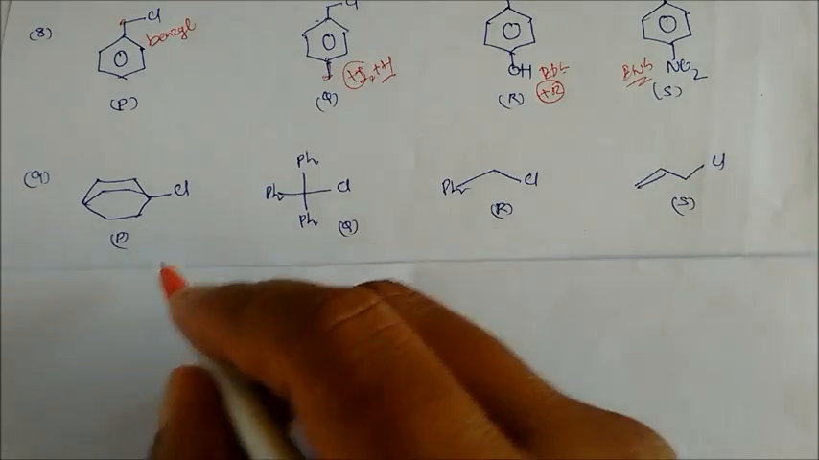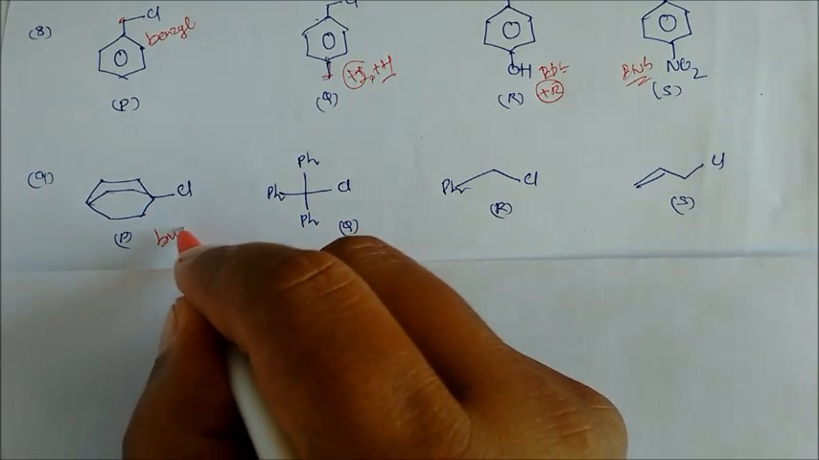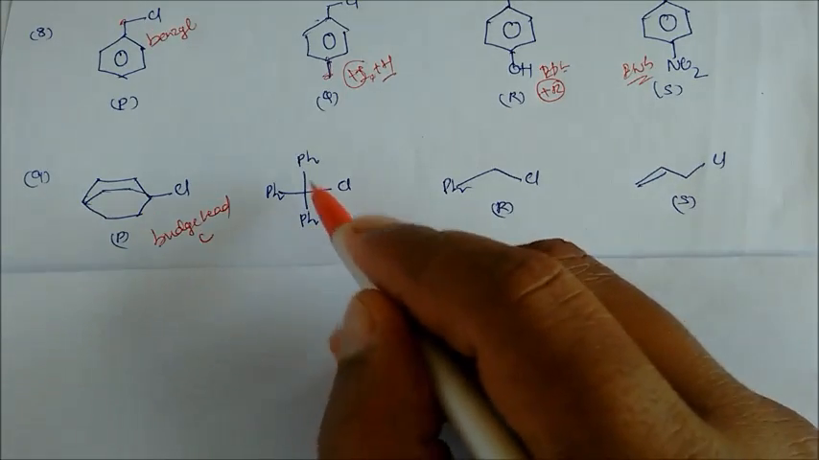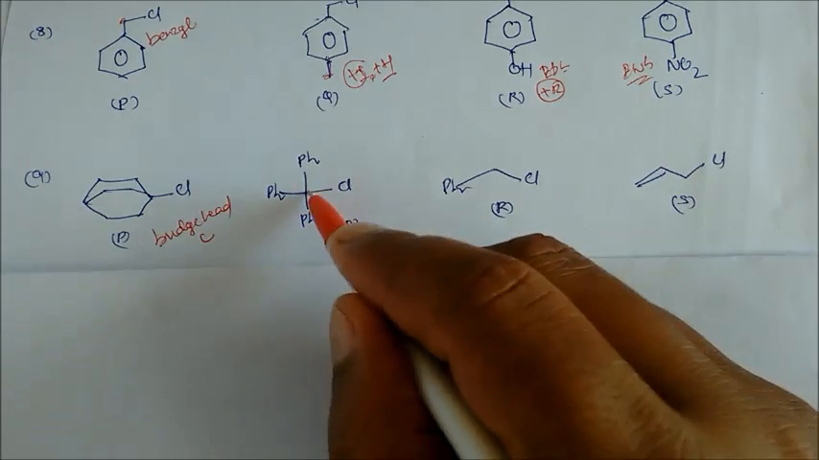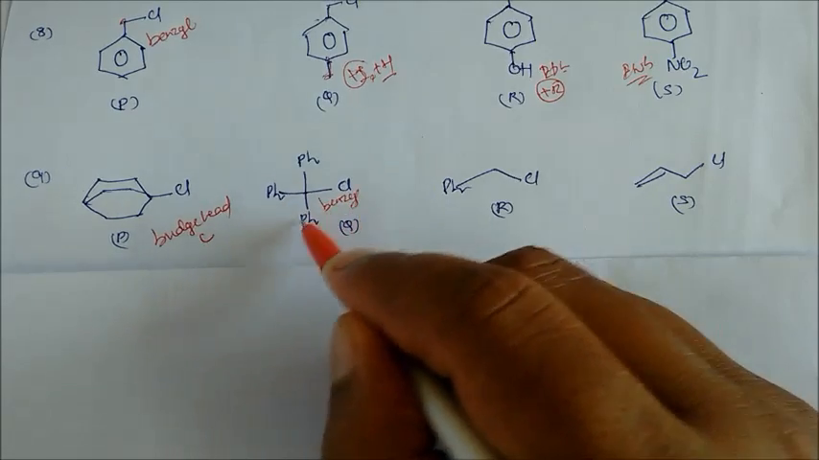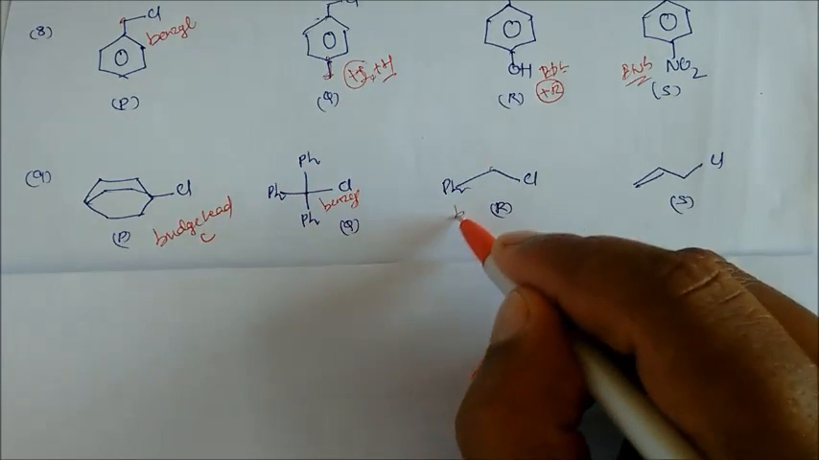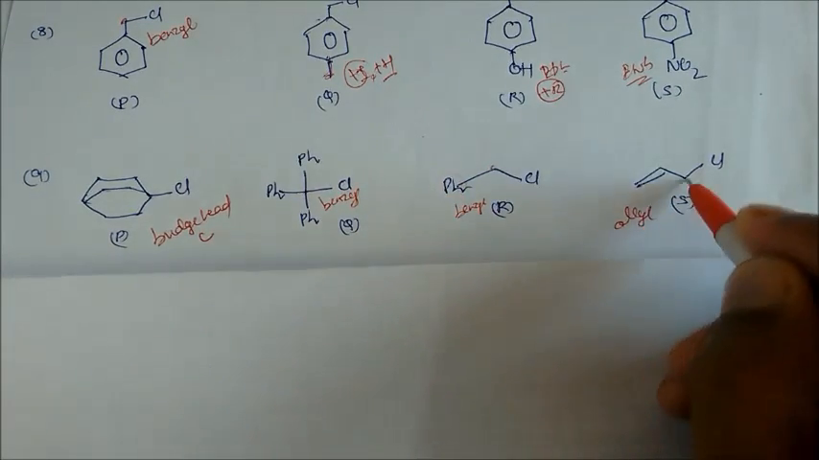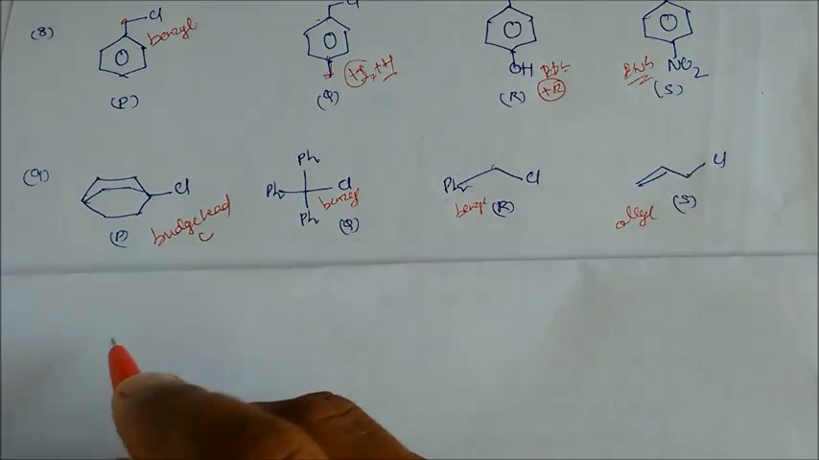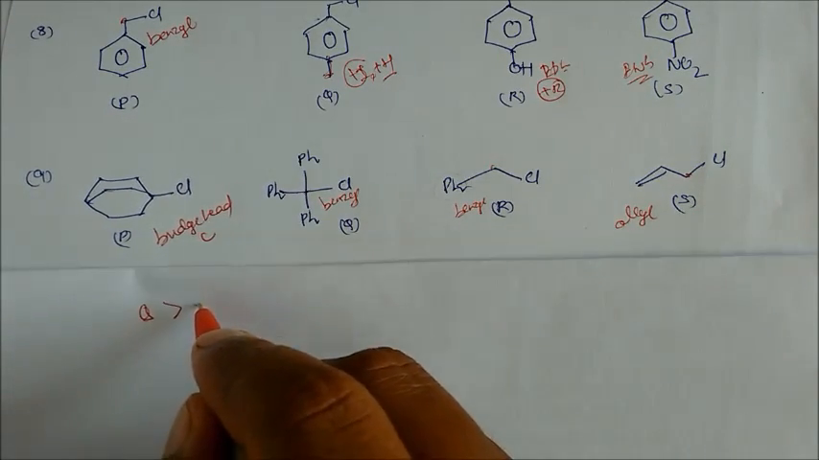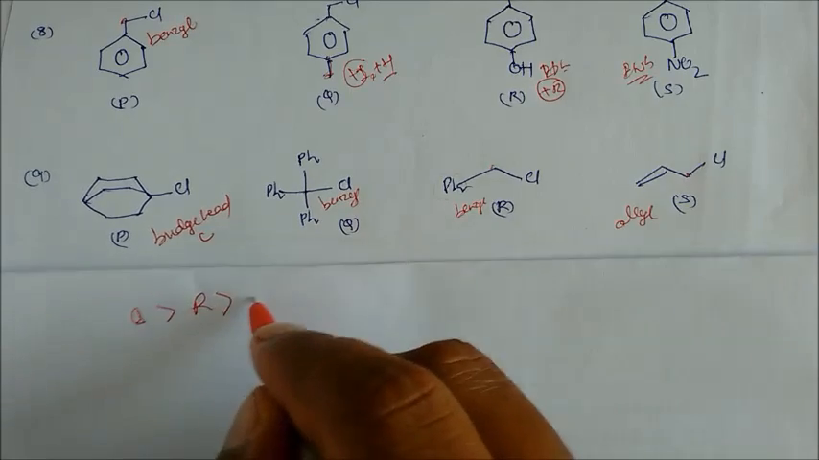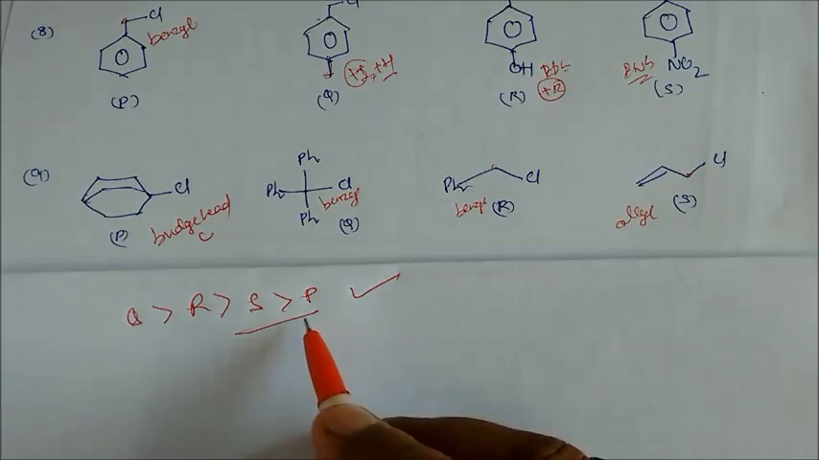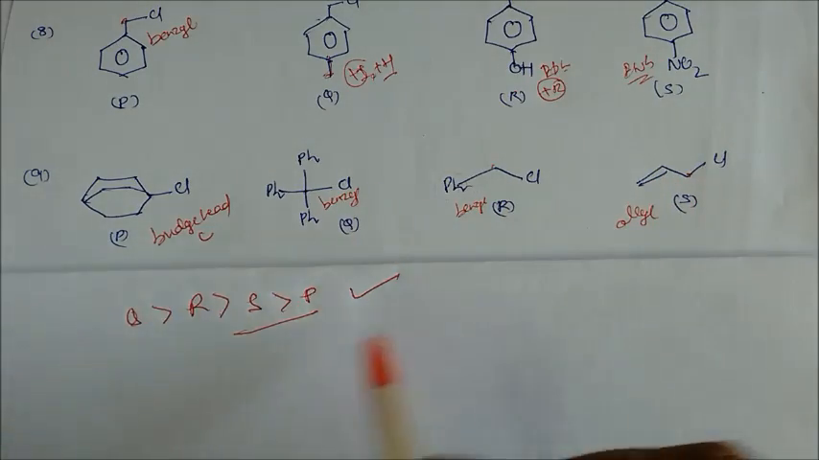In these cases, this carbon is a bridgehead carbon. Bridgehead carbon is totally unstable. Q has 3 phenyl groups here. This is a benzylic carbon, which is stabilized by 3 phenyl groups. This is again a benzylic carbon, but stabilized by only 1 phenyl. And this is your allyl, so an allylic carbon is there. So out of these, Q will have the more stable carbocation, followed by R, then followed by S, and then followed by P. So this is the stability order of the SN1 reaction, decreasing order. So this is our answer.